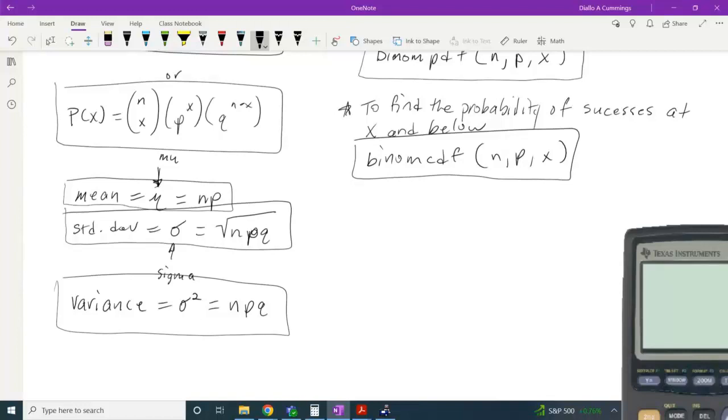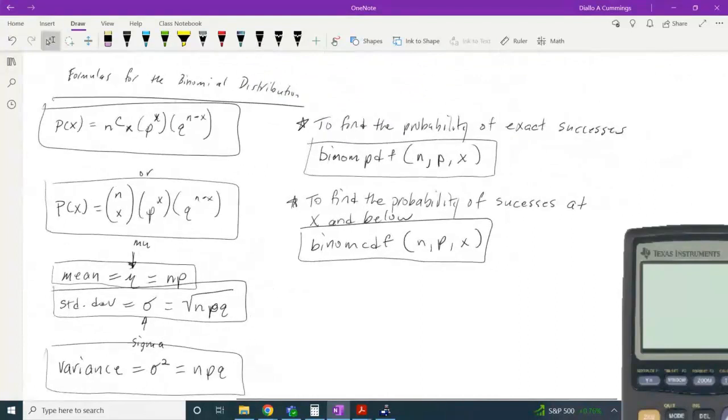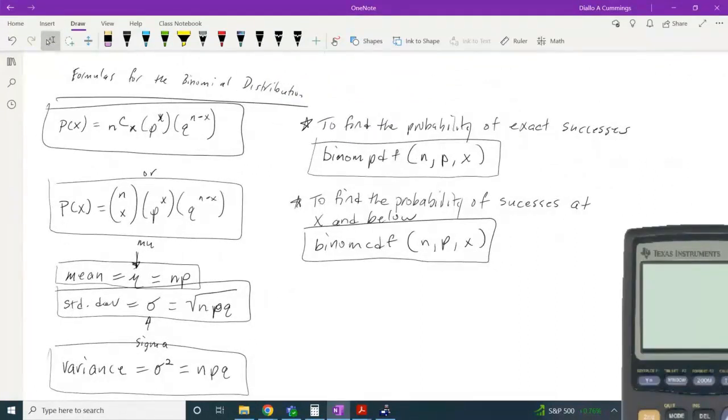So the mean, the standard deviation, and the variance, you're going to have to calculate those by hand. Any questions about the formulas? Okay, now we're going to look at some problems on the handout, and then we'll actually get to the problem that's on the lecture note or in the lecture slides.